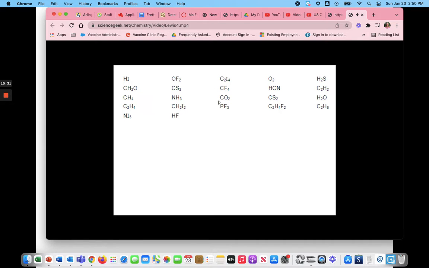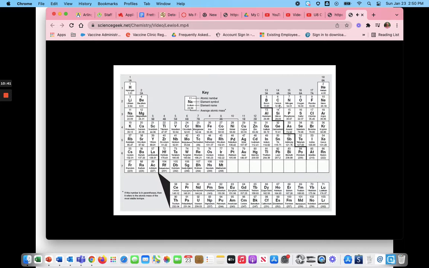This time the subject is going to be carbon dioxide, CO2. Looking at the periodic table, we see that carbon is going to have 1, 2, 3, 4 valence electrons, and oxygen will have 1, 2, 3, 4, 5, 6 valence electrons.